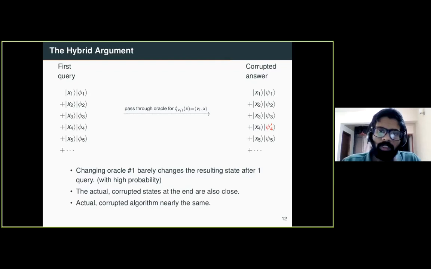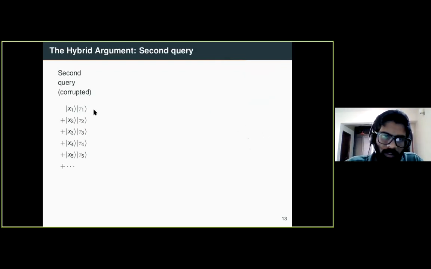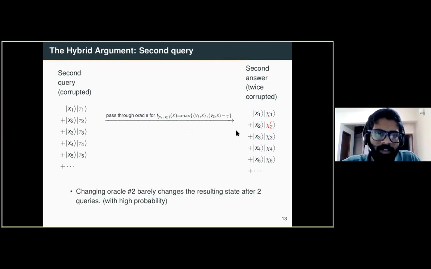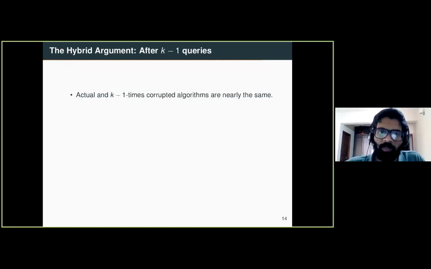And when you go to the second query, if you've changed the oracle, then this query point only depends on v1 because the first oracle only depended on v1. So we can make the same argument again and say that we can actually change the second oracle and choose this function instead for the second oracle. And again, our output state is going to change only a little bit. I'm not being formal here. I don't have the time for it. But you can continue this for k-1 steps. And you'll say that even though I've changed all of your oracles, your algorithm's behavior didn't really change. It only changed a little bit.